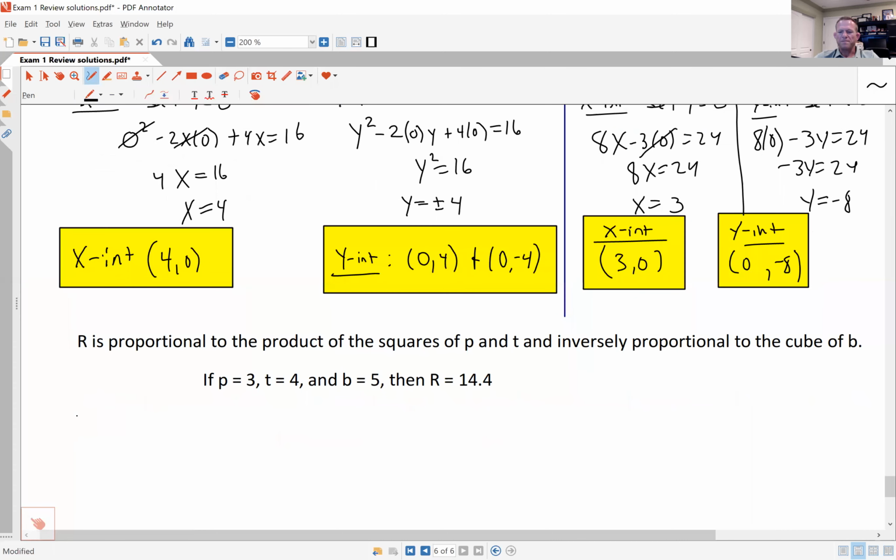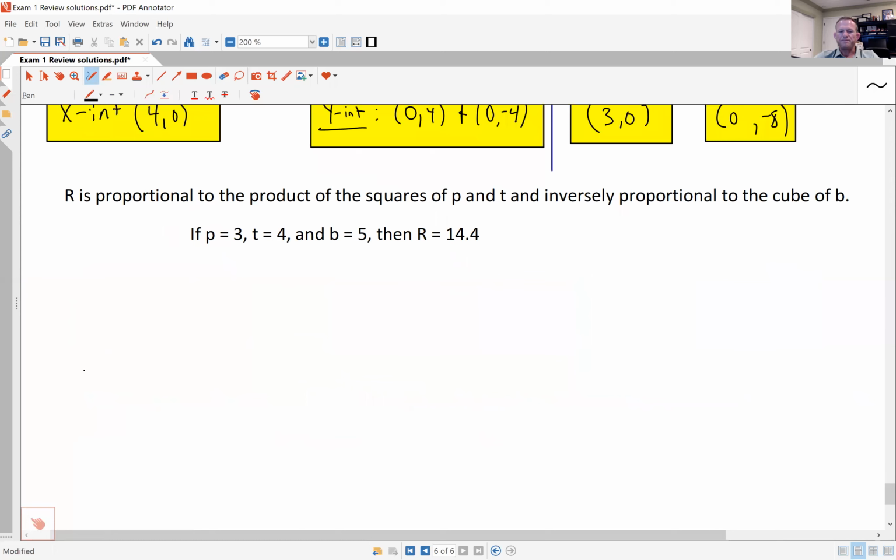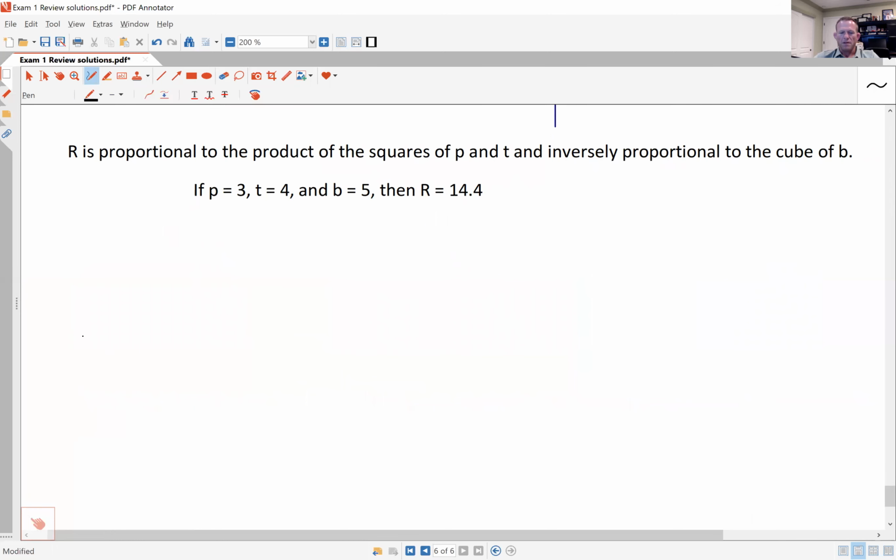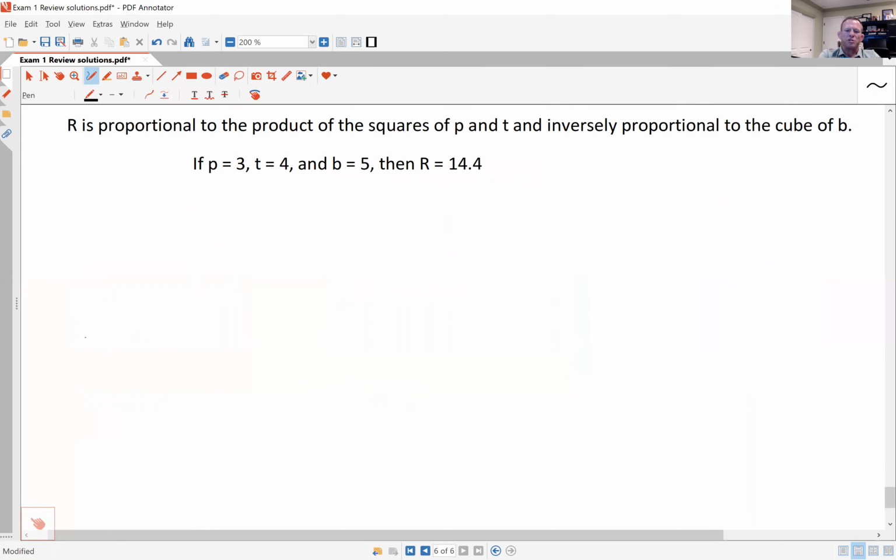The last one was modeling using variation. R is proportional to... So when we see a statement like that, we know that R is going to be some constant times the product of the squares of P and T. So that's the squares of both of these, and inversely proportional to the cube of B. That's the equation of variation.